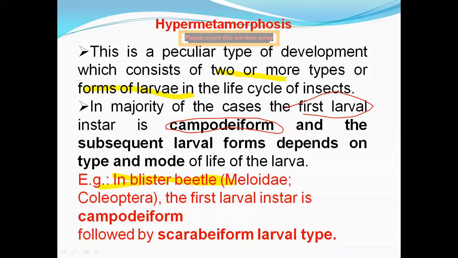I will show you what campodiform and scarabidiform are. Just remember that the first larval type is campodiform: flat, dorso-ventrally flattened, slightly narrow and pointed, and a predator type of larval form. That is called campodiform. Then it becomes scarabidiform, which is sluggish, C-shaped and swollen. This occurs in hypermetamorphosis.